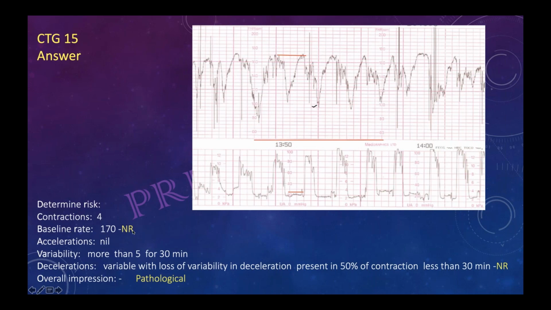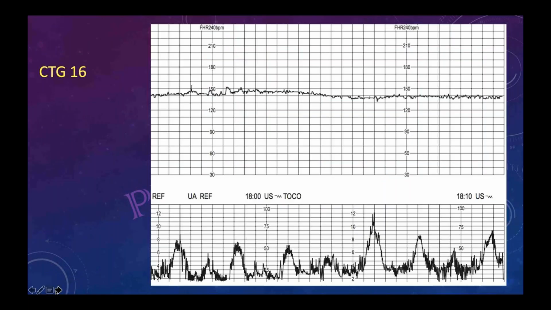This is 170, 1 NR feature, and variable deceleration, loss of variability in between deceleration, present more than 50%. So these are variable deceleration with feature less than 30 minute NR. So we have got 2 NR feature. So it is overall pathological.